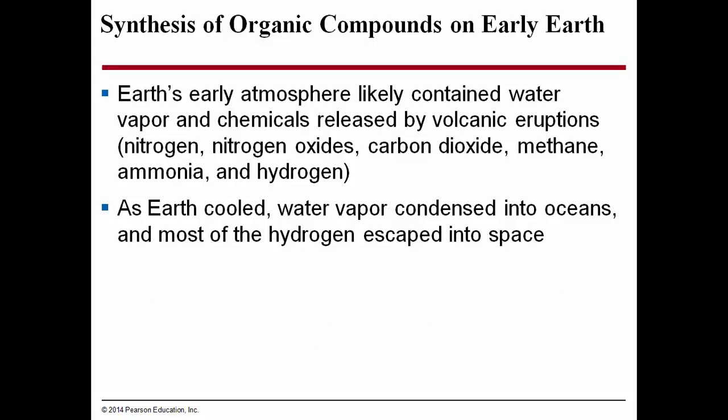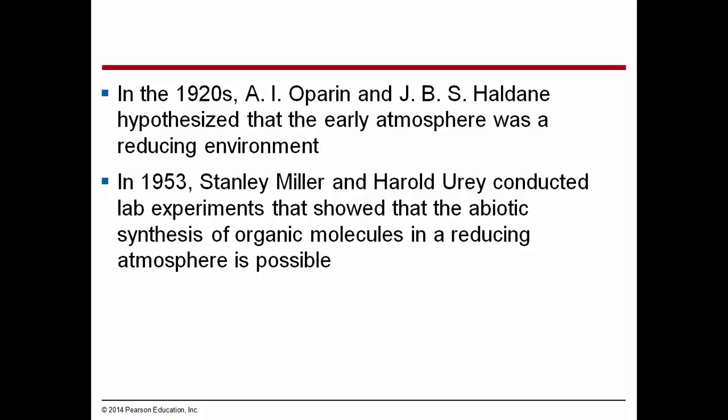Earth's early atmosphere likely contained water vapor and chemicals released by volcanic eruptions. This included nitrogen, nitrogen oxides, carbon dioxide, methane, ammonia, and hydrogen. As Earth cooled, water vapor condensed into oceans, and most of the hydrogen escaped into space. In the 1920s, Oparin and Haldane hypothesized that the early atmosphere was a reducing environment. This is an environment which would be more conducive to the production of certain chemistry than exists in the atmosphere today. So today's atmospheric chemistry is not conducive to the occurrence of early biologically related chemicals.